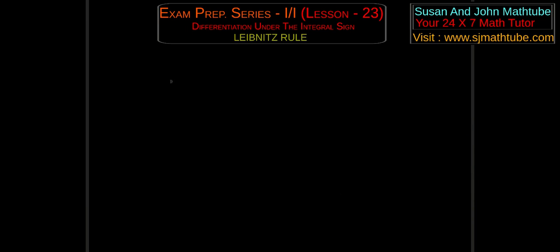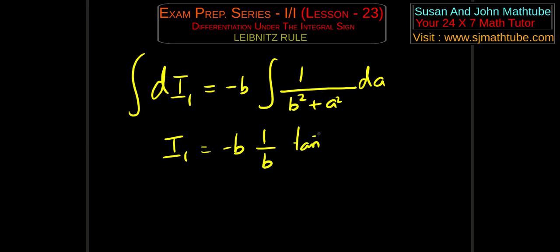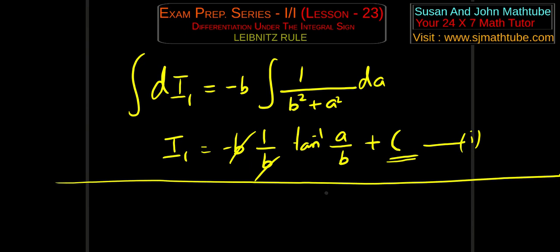So let's write the next line like this. Integral is equal to minus b integral 1 by b square plus a square dA, so that it looks exactly like this. Anyway, cutting down the story, we get minus b times 1 by b tan inverse a by b plus c. Okay, now time to find the c. Call it equation 1 and you can draw your box.